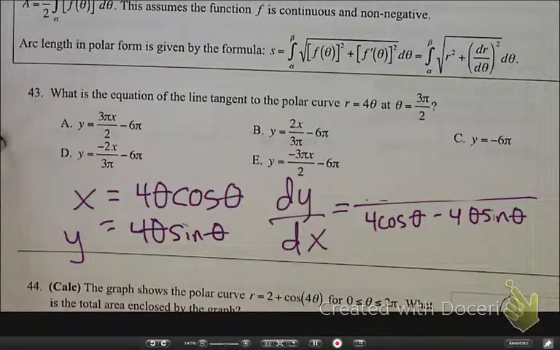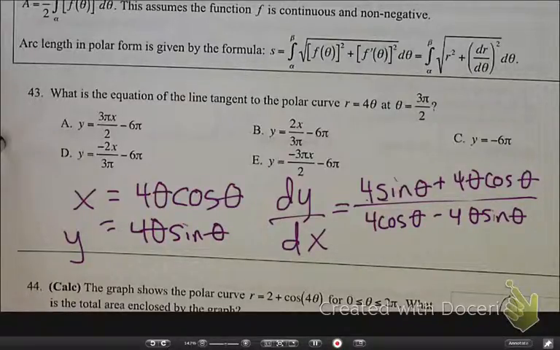And then on the top, it would be dy d theta, which is the derivative of the first, 4 times sine of theta, plus the first, which is 4 theta, times the derivative of sine of theta, which is cosine theta. So that's the slope function, the function of the derivative.